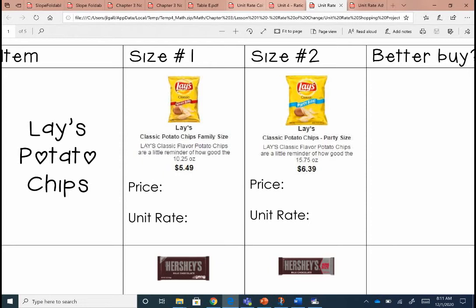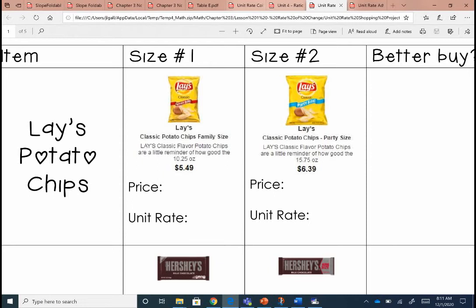So the idea with rates that we're going to talk about today is going to help us answer that question when we're shopping in the store. Which one really is the better deal? Is it a better deal for me to buy 2 bags of the smaller chips instead of the giant bag? Or is the giant bag a better deal? Bigger isn't necessarily always better. It's not always the cheaper deal. So we're going to figure this out by using our units, using our rates.